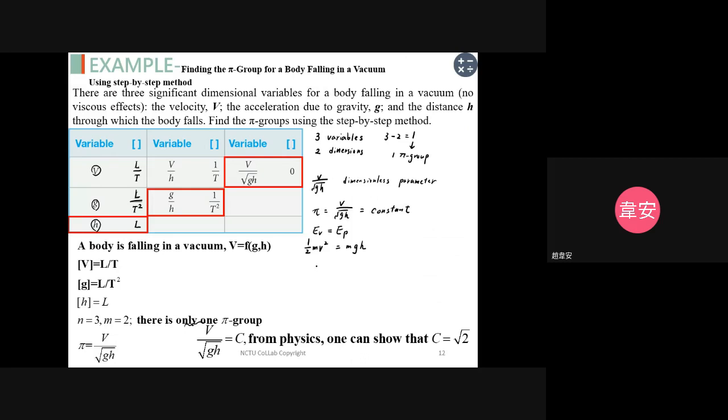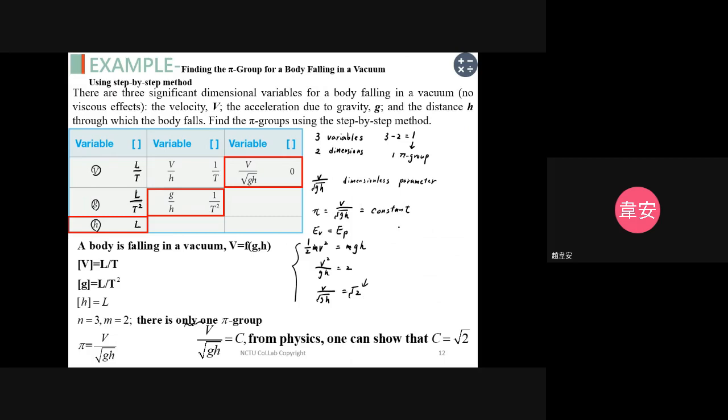Reorganizing the equation, we know v squared divided by gh is equal to 2. Taking the root, v divided by the root of gh is equal to root 2. So based on physical ideas, we can directly compute the constant coefficient for this problem.